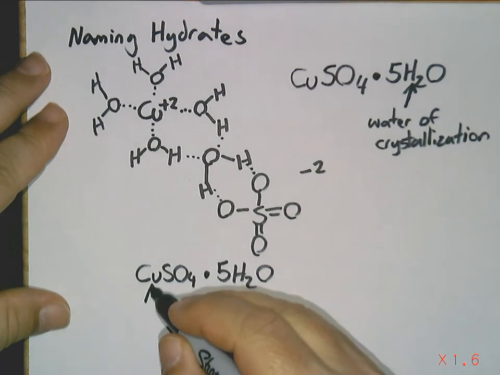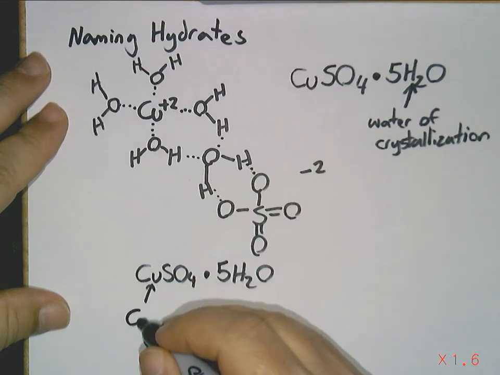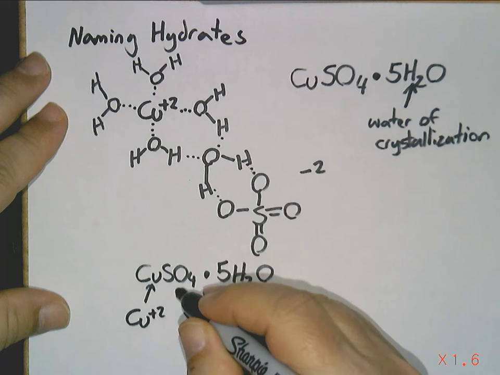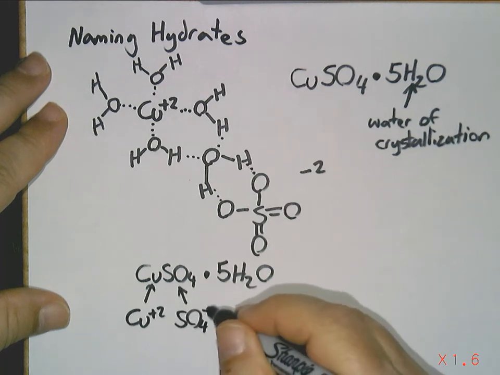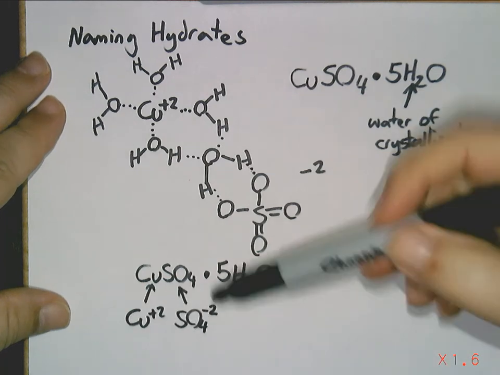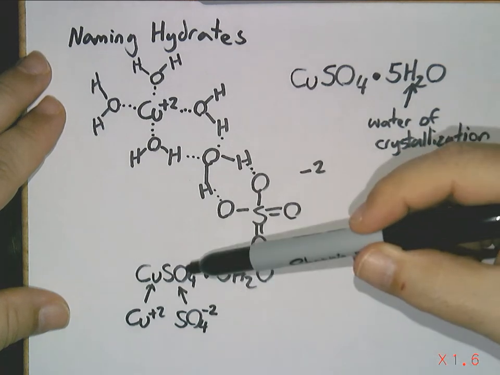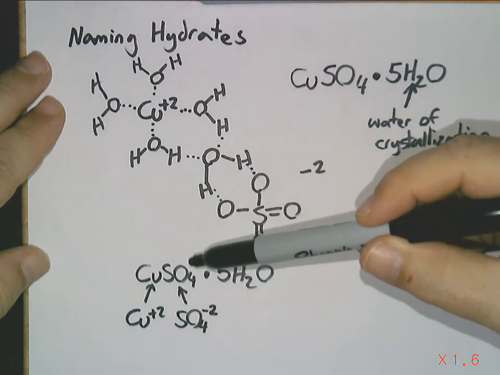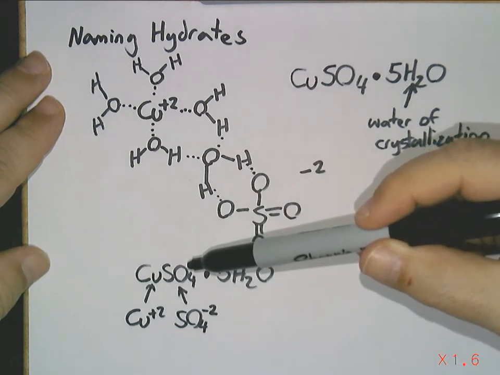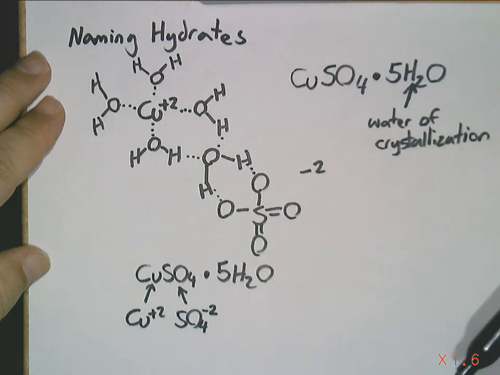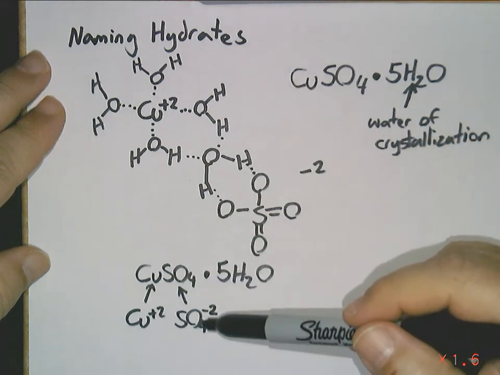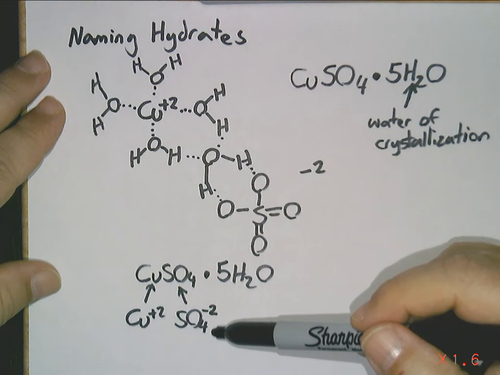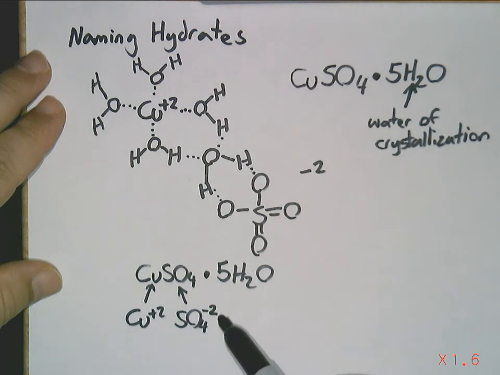I'm going to name the ionic part the way I usually do. I've got to figure out what the charges on these things are. Now, I would not know the charge on the copper, but I would know the charge on the sulfate. SO4 is in my list of common polyatomic ions, and I would know that it is a -2 charge. The only way I'm going to know that is if I memorize that list that we talked about in the last worksheet. Now, if this has a -2, that has to have a +2.